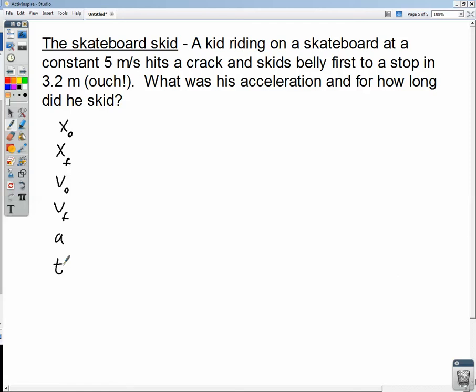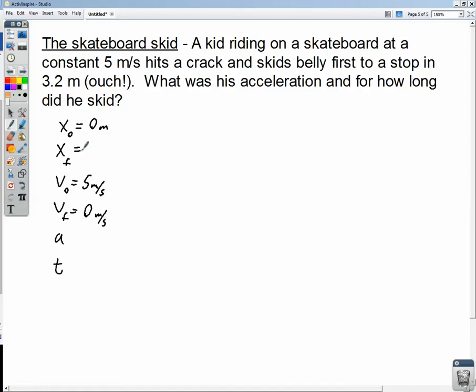So a kid riding on a skateboard at a constant 5 meters per second, well, that is his v naught. He's moving 5 meters per second. He skids to a stop. That's v final, 0 meters per second. His initial position, x naught, I can always make the origin, 0 meters. And our unknowns here are, we don't know what x final is.